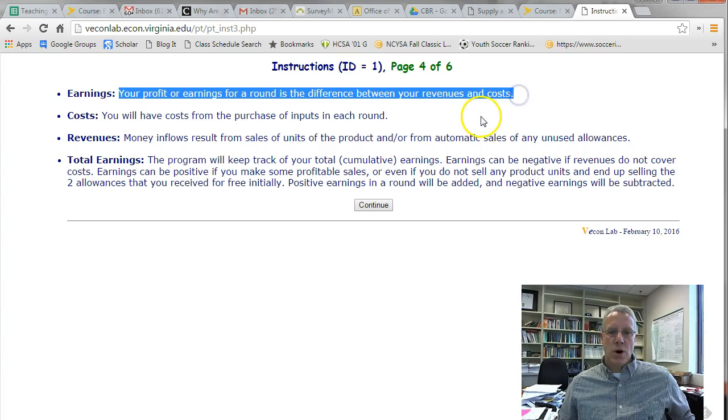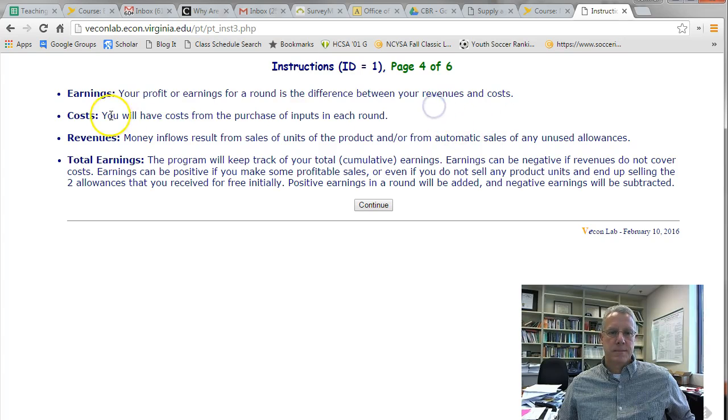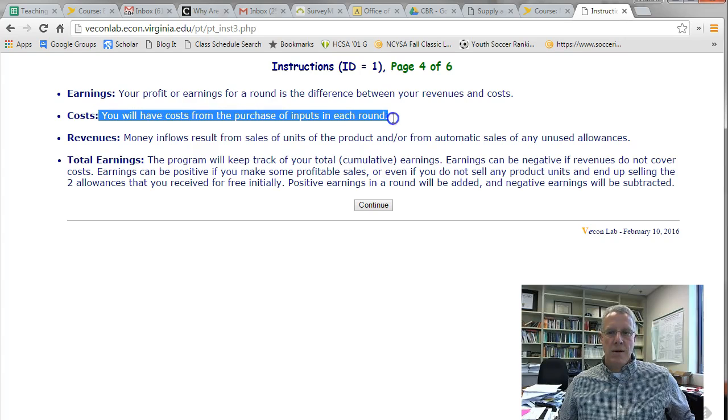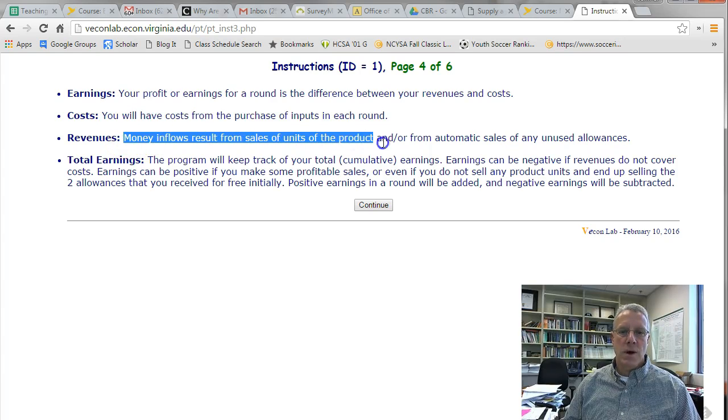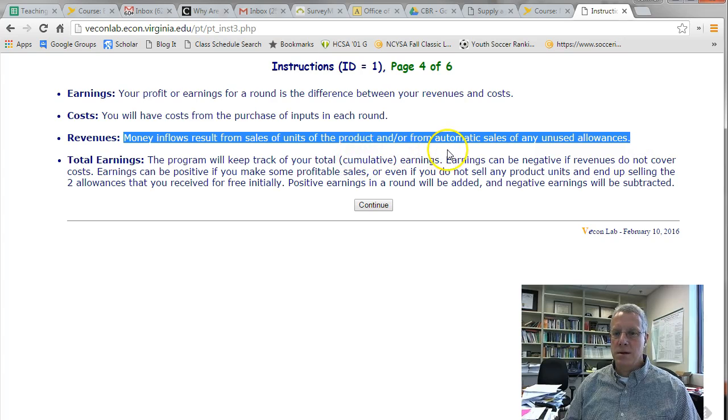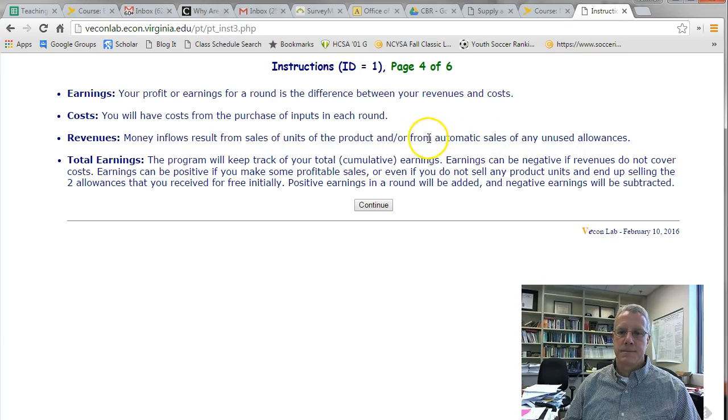Your profit or earnings for a round is the difference between your revenues and cost. You will have costs from the purchase of inputs in each round, and revenues result from sales of units of the product and/or from automatic sales of any unused allowances. And we'll get to this part in just a second.